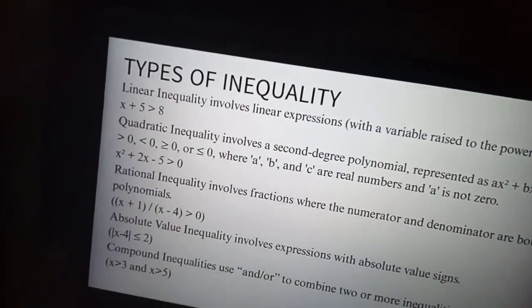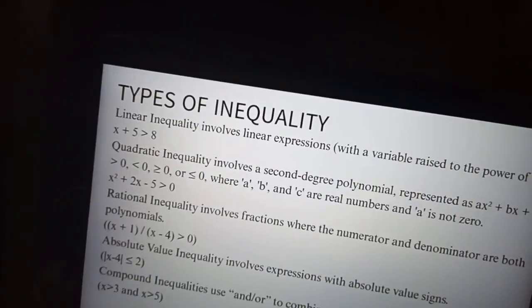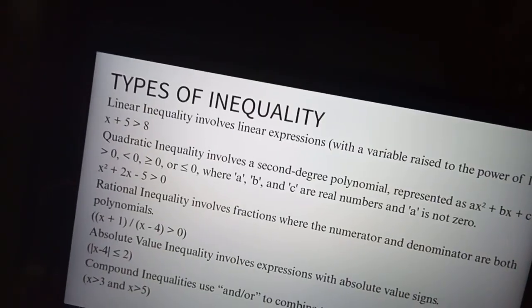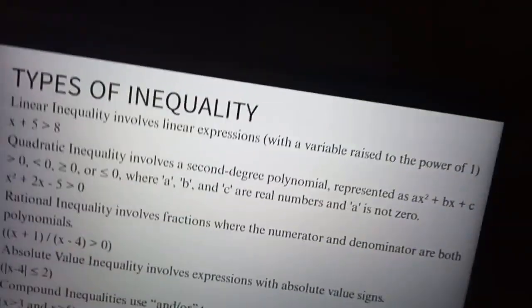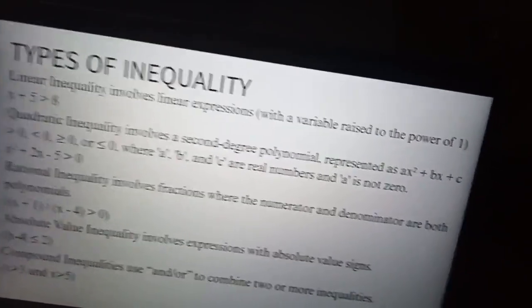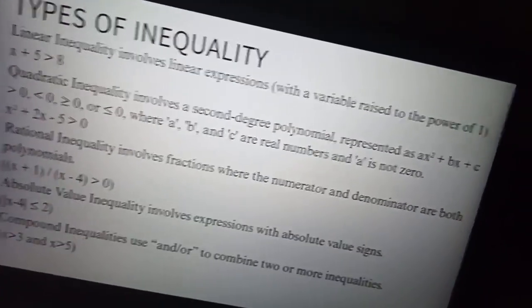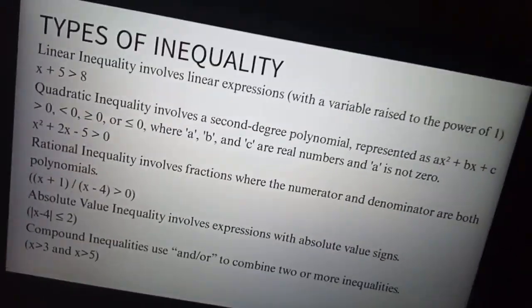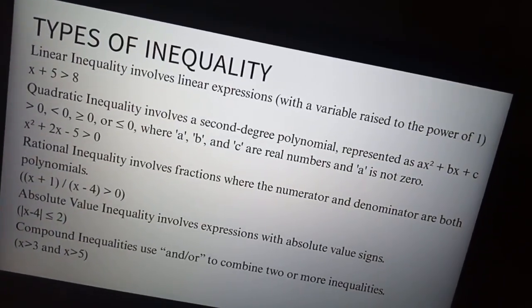Now, what are the types of inequality? These are linear inequalities, which involve linear expressions, and quadratic inequality, which involves a second degree polynomial represented as ax squared plus bx plus c is greater than 0, less than 0, greater than or equal to 0, or less than or equal to 0, where a, b, and c are real numbers and a is not 0.